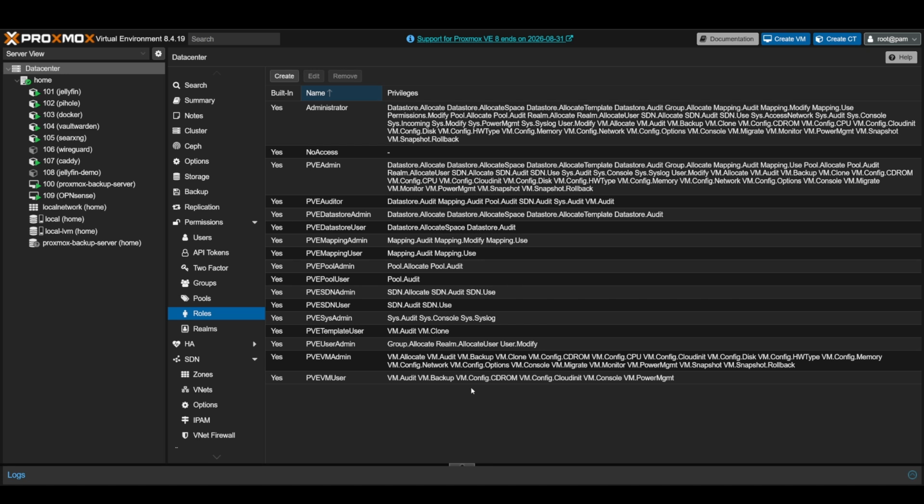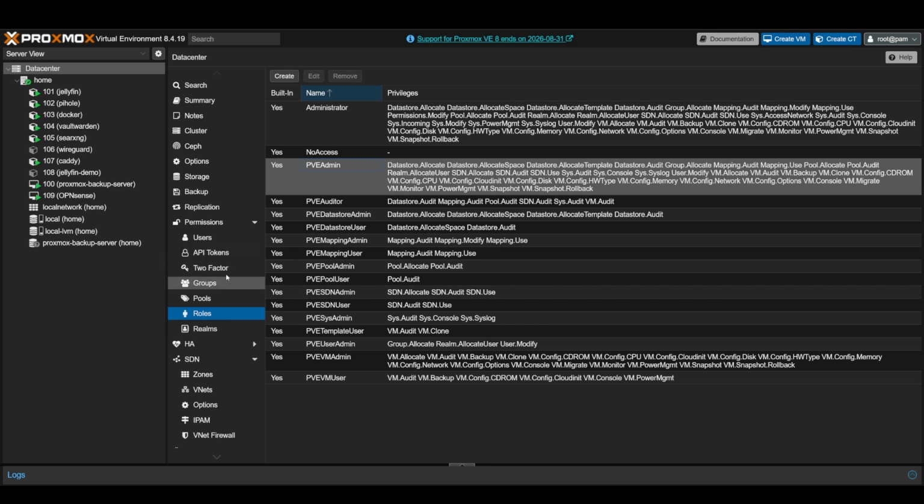Proxmox has built-in roles: Administrator, PVEVMAdmin, PVEAuditor, and more. Assign the minimum role needed. A PVE operator only needs to start and stop VMs, doesn't need Administrator. Give them PVEVMAdmin, or even a custom role with just the specific permissions they need.